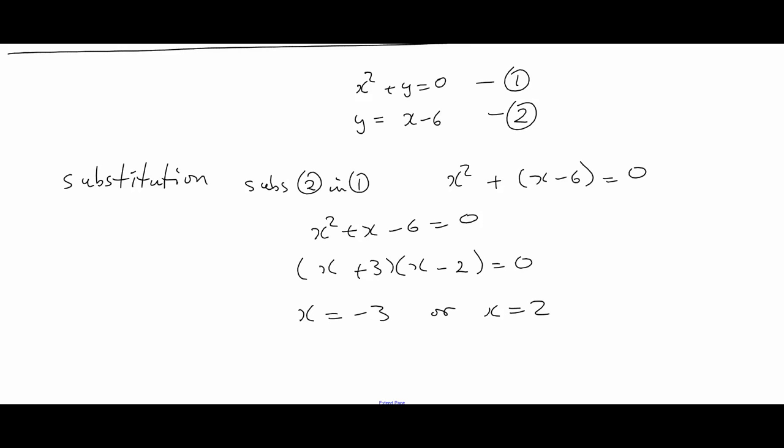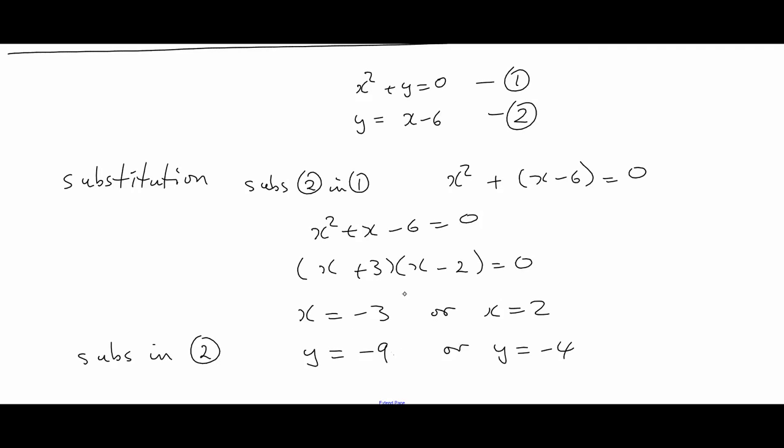And of course, they're simultaneous equations in two unknowns, x and y, so we must substitute these values of x back into one of the equations to get the values of y. So substituting in the linear one is usually better. In 2, y equals x minus 6, so y equals minus 3 minus 6, which is minus 9, or y equals 2 minus 6, which is minus 4. So in this case, as you can see, there are two pairs of solutions, 2 points.